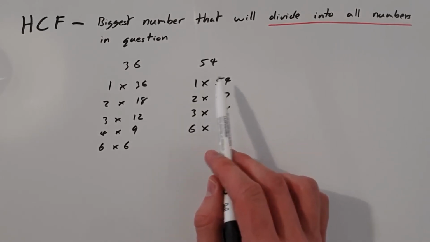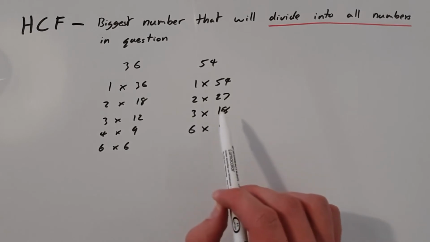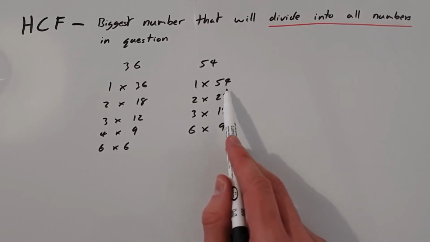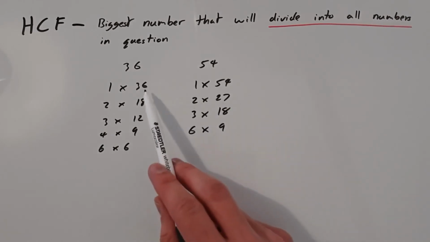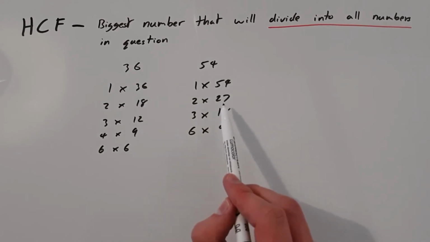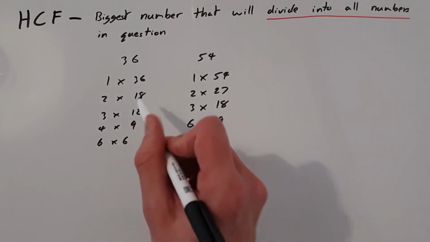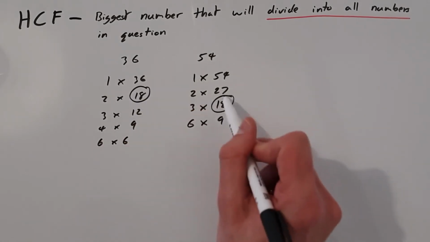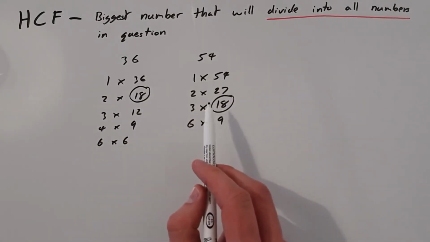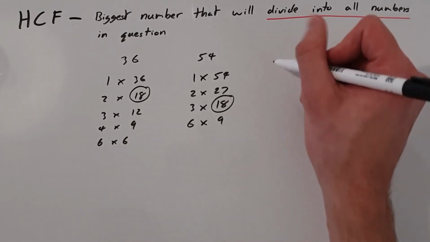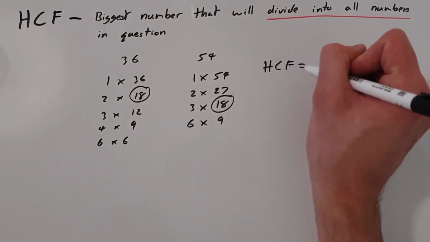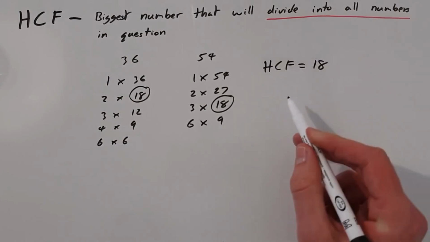So now what we do is look for the highest one that appears in both. So the highest one here is 54, not in this one. 36 in this one, not here. 27, not in this one. 18, bingo, there we go. 18 is the highest number that appears in both lists of factors. So now we know that the highest common factor of these two is 18.